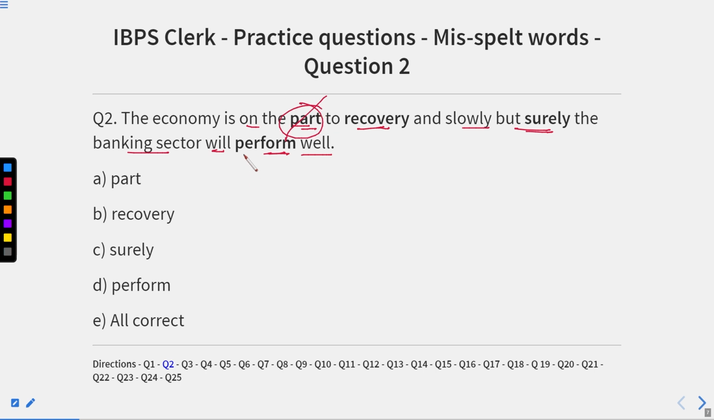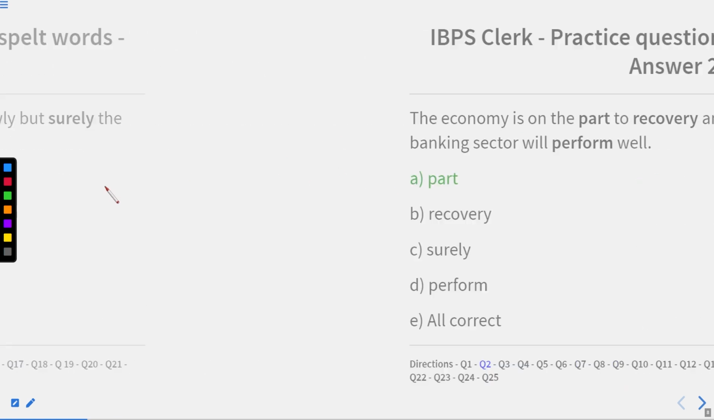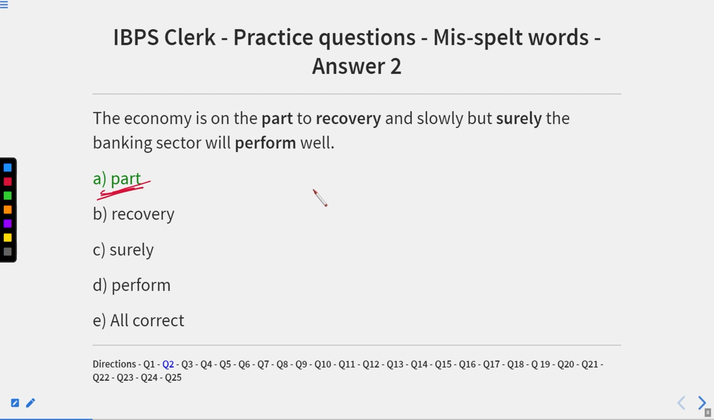We are not talking about part of anything. The economy is on the path to recovery. Now, what part? Part is a small amount of something. But here, it is not showing that the economy is part of something. Here we are talking about that the economy is on the right track. Therefore, the word which is correct is P-A-T-H, path, and not the part. This is the incorrect word. Instead, we should use P-A-T-H, path.